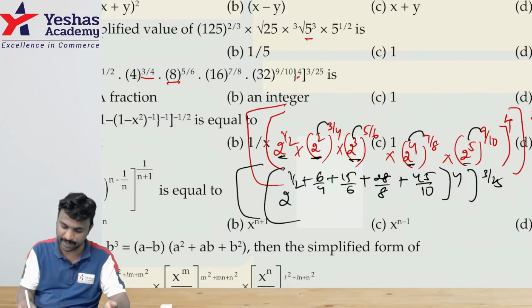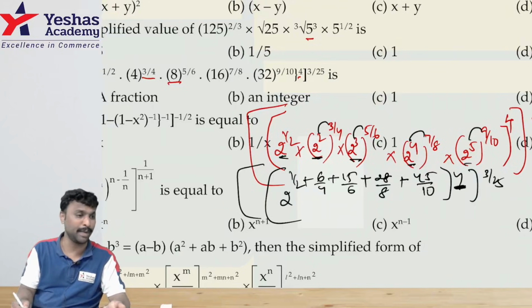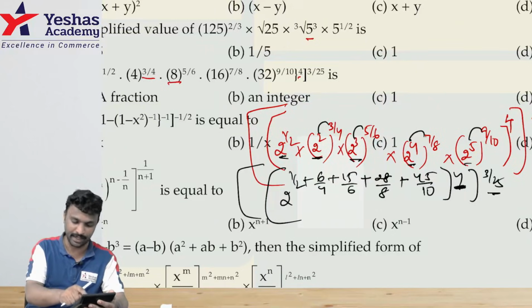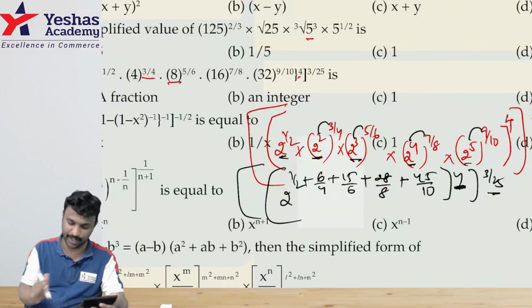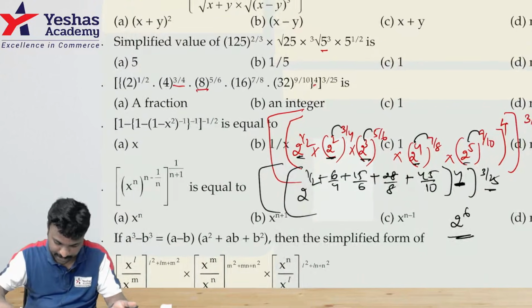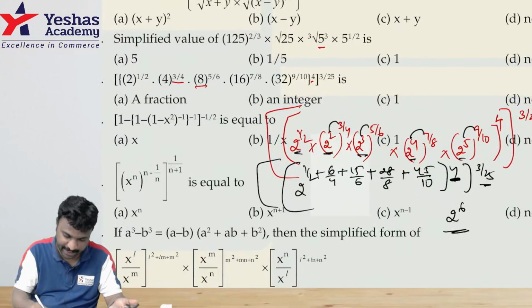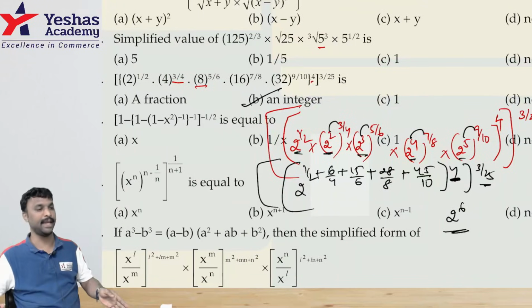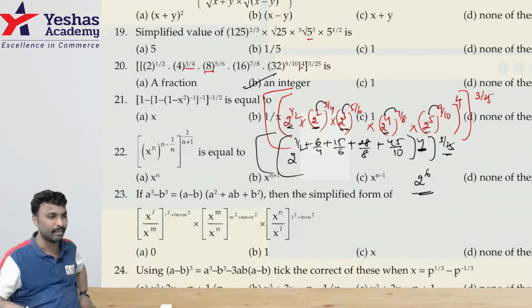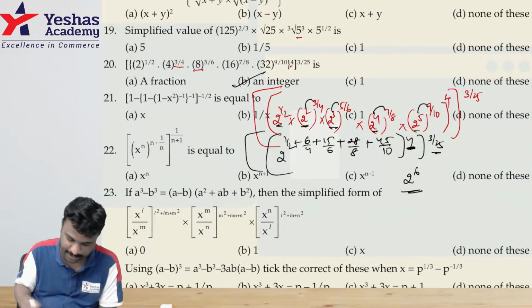So 12.5 it is. So the 12.5 gets multiplied with 4. So into 4 you do. That gets multiplied with 3 by 25. So that you get 6. So 2 power 6 it is. So 2 power 6 is definitely an integer. So option B is the right answer, isn't it? It's an integer. So option B is the right answer.